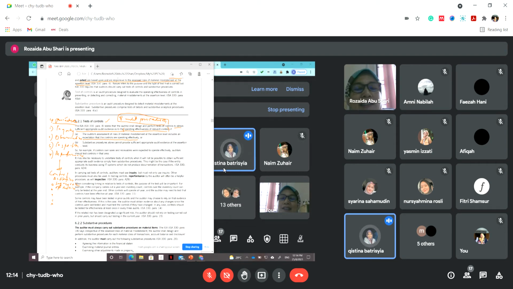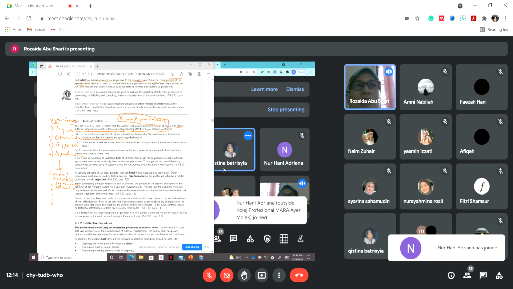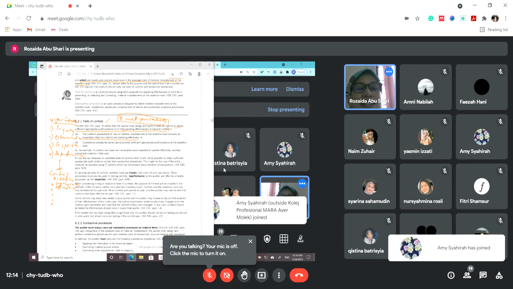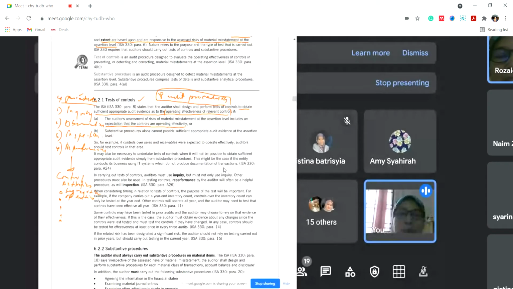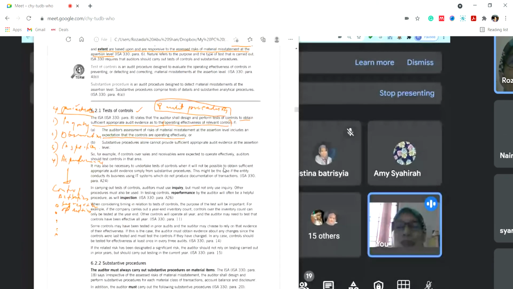Control environment? That is a component of internal control. Control activities is the component. There are 5 components of internal control: control environment, risk assessment, information system. Those are the components of internal control. But one of the components of internal control is control activities. Right? Right, Christina?